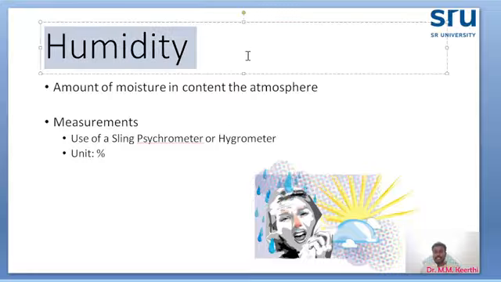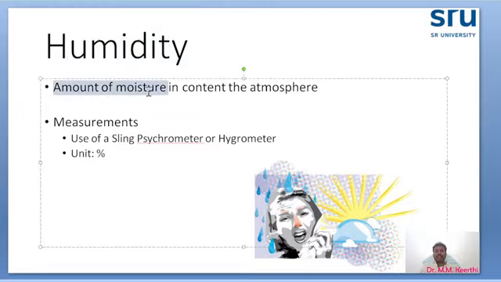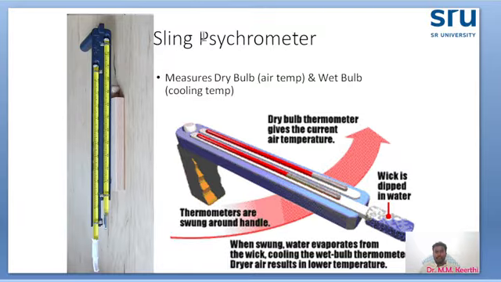Next one is humidity. Humidity is nothing but the amount of moisture content in the atmosphere. How much moisture is present in the atmosphere, that is called humidity. Here there are two instruments we use for measurement of humidity. Indoors we can use the sling hygrometer. Outside we can measure with the hygrometer. The unit is percentage.